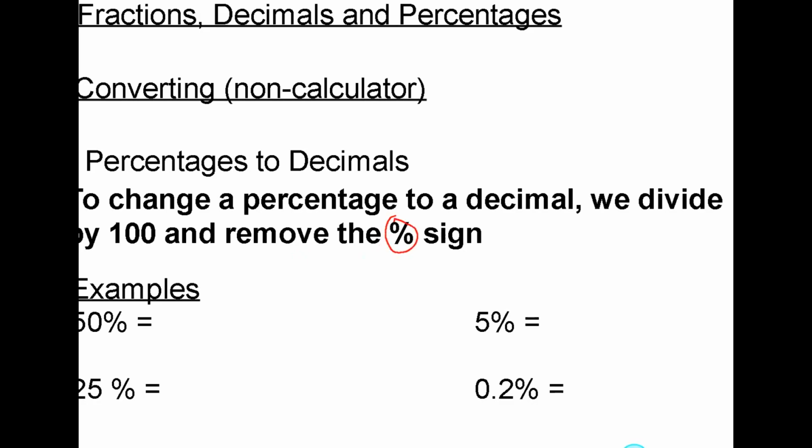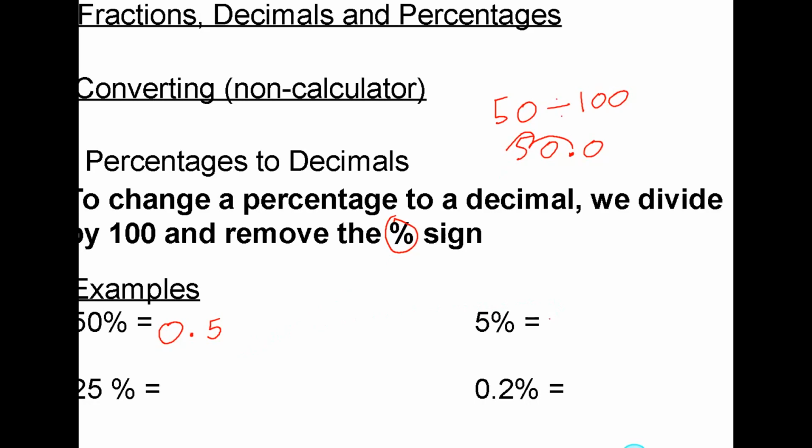So, for example, 50%, to change that into a decimal, I'm going to do 50 divided by 100, which we should know is going to be 0.5. Because the number 50 is the same as 50.0, and if we divide by 100, the decimal point will move 2 places to the left, leaving us with 0.5.